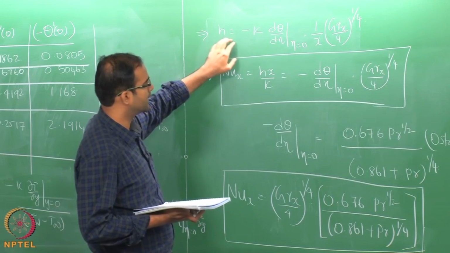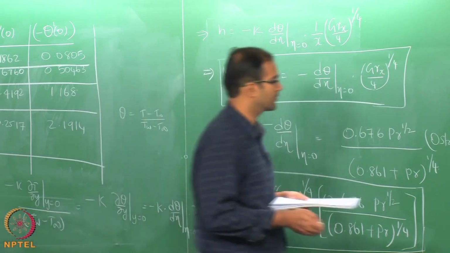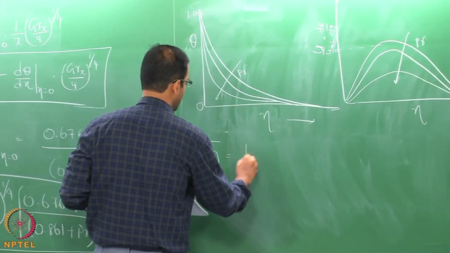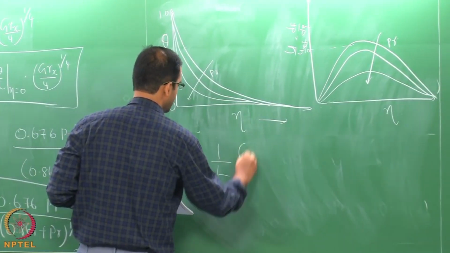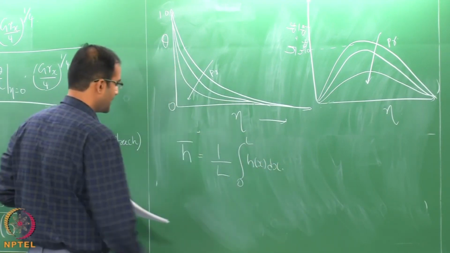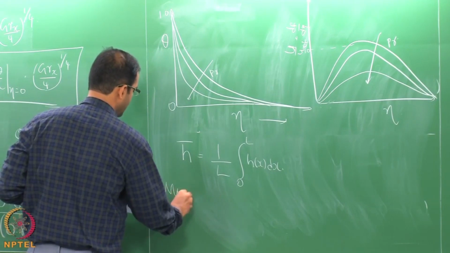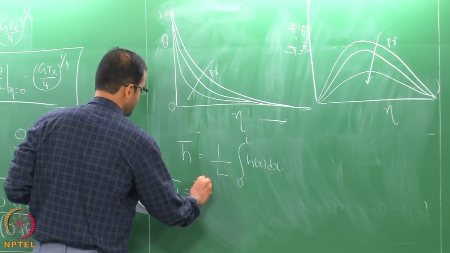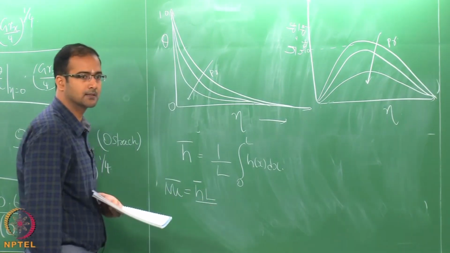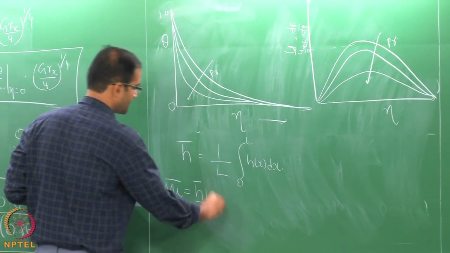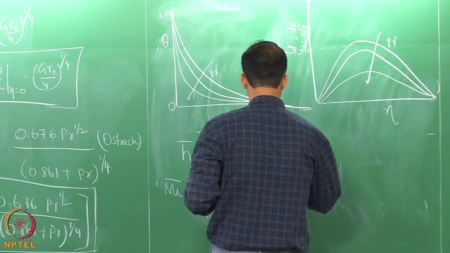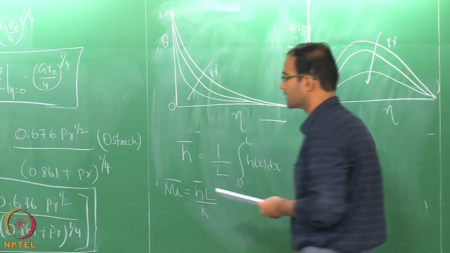Try to calculate an average heat transfer coefficient, which we will call h bar, which is nothing but 1 by L integral 0 to L h of x dx, and then define a Nusselt number based on the average heat transfer coefficient and based on the total length of the plate, h bar L by k. So, can you do this and tell me what will be the average Nusselt number?